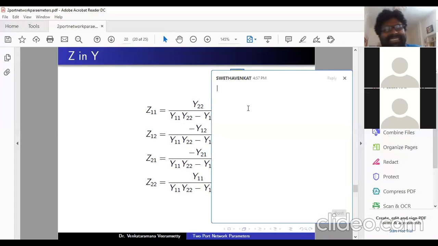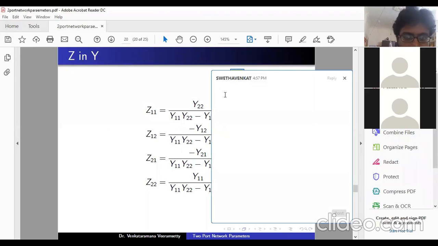It's the same procedure again. If you want to represent any two-port network parameter in terms of other two-port network parameters, you can follow this same procedure. So please concentrate. Our aim is to represent the Z parameters in terms of the Y parameters. Now you have to start with the Y parameter equation.